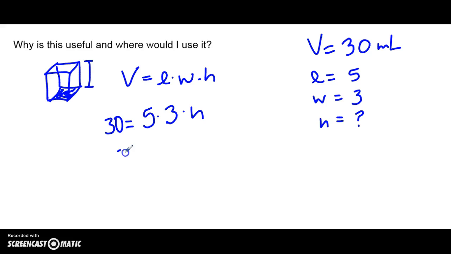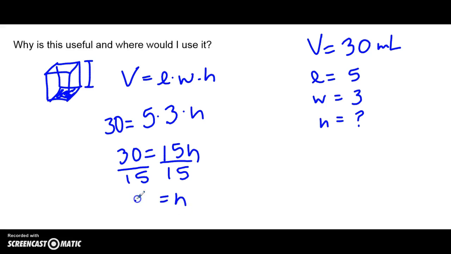If I did that, I would simplify by combining like terms. These are both 5 times 3. I can rewrite that as 15h. Then I can divide both sides by 15, and I can get that the height is equal to 2 milliliters. This is useful only because we knew all the values.